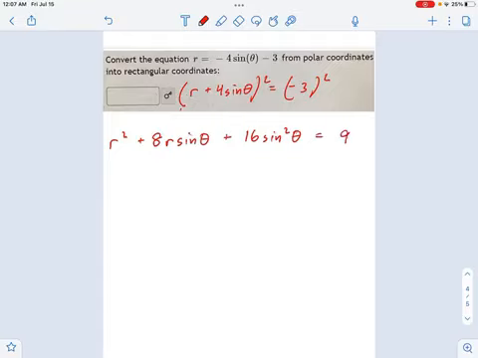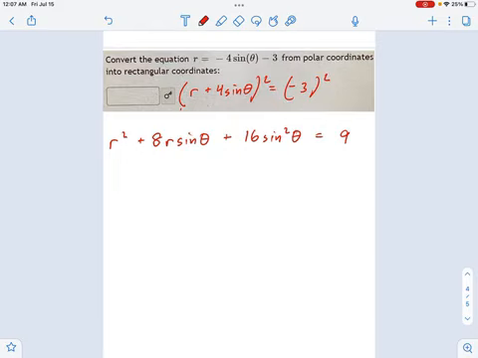The right side is nice. That's just 9. Okay, this is actually pretty good because I see an r squared. I like those. I see an r sine. That's nice. Numbers are fine. Sine squared, not so great. I've got to deal with the sine squared. But I have a way to do this. See, everything else is okay. It's just that sine squared that's a little bit of a problem.